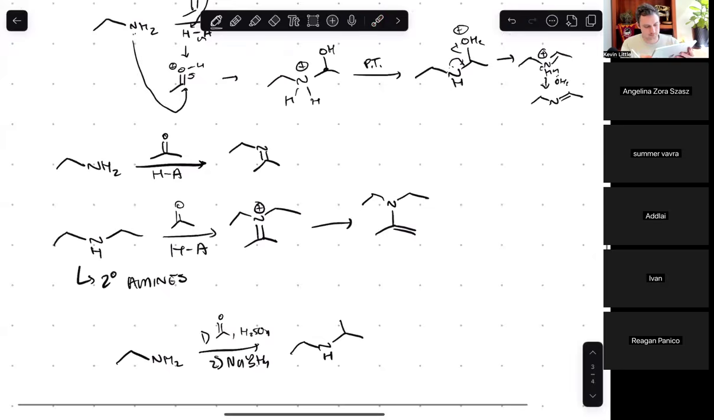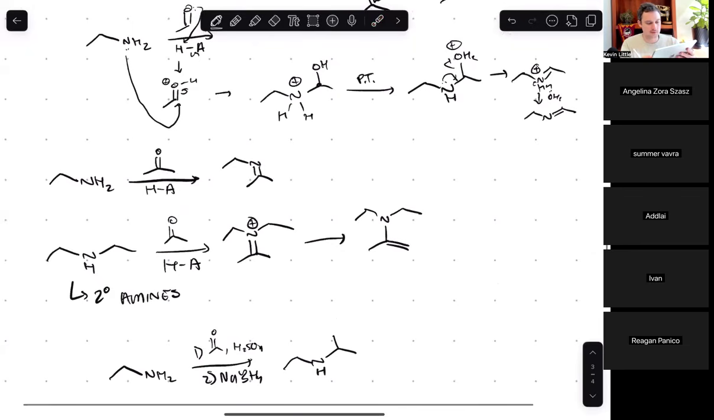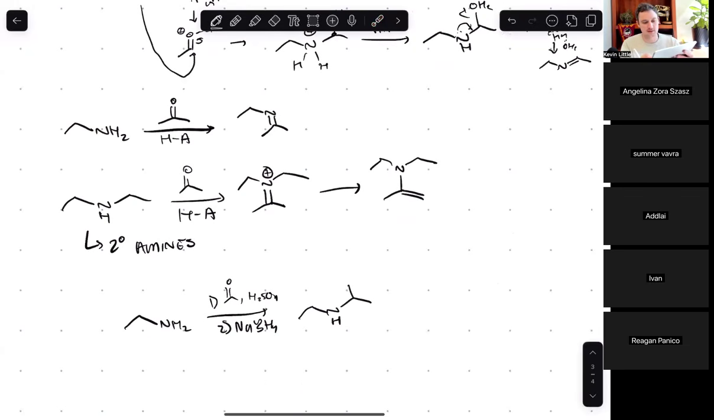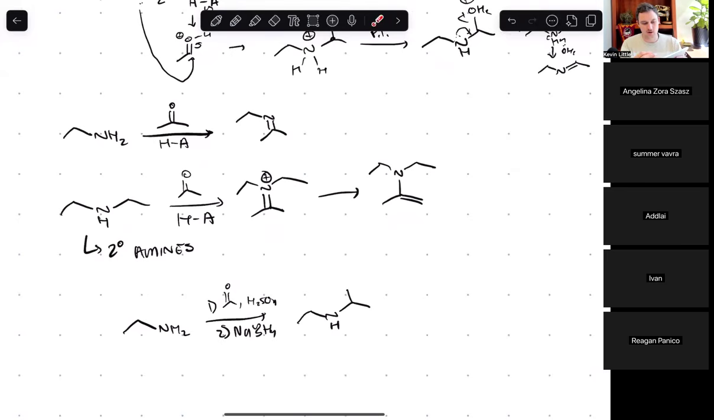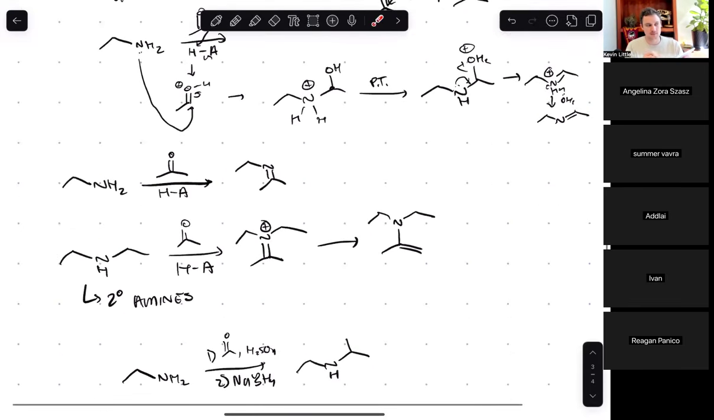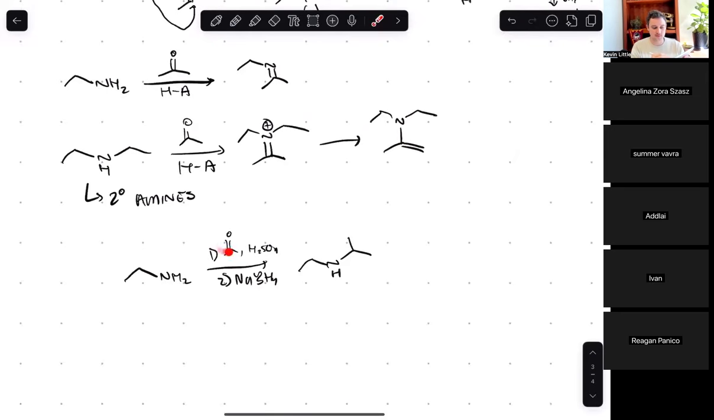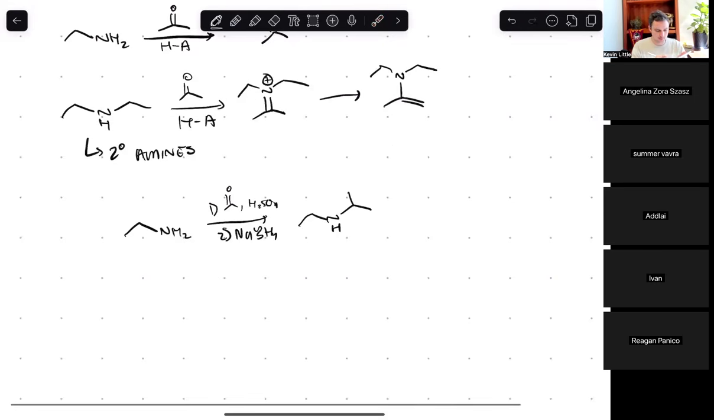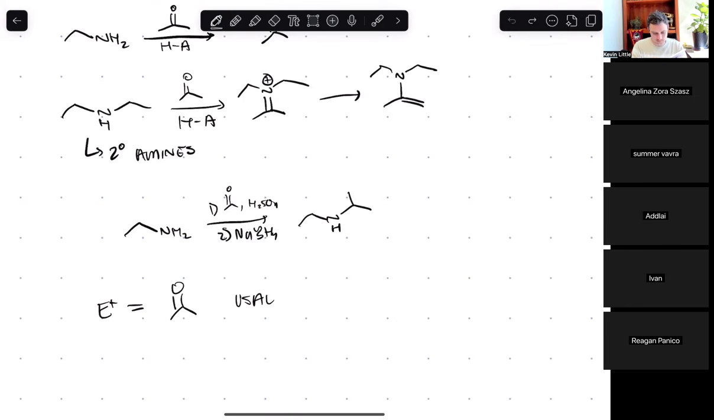Okay. So I don't know if you guys picked up on this, but the rule of thumb is essentially, if we're adding into a carbonyl, I usually add an acid. If we're doing a substitution reaction, I add a base. So if the electrophile is a carbonyl, it's usually acid catalyzed. This kind of goes back to someone's question earlier.